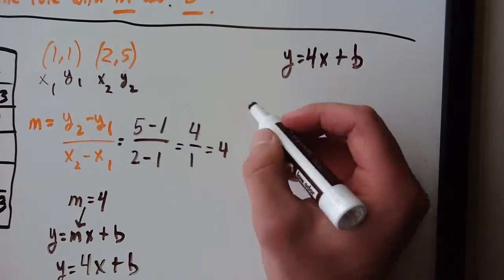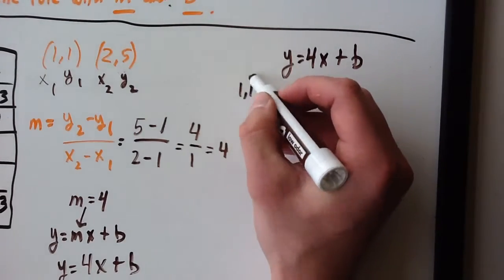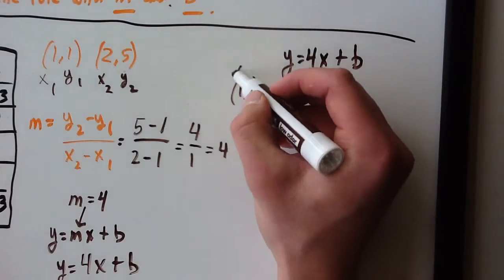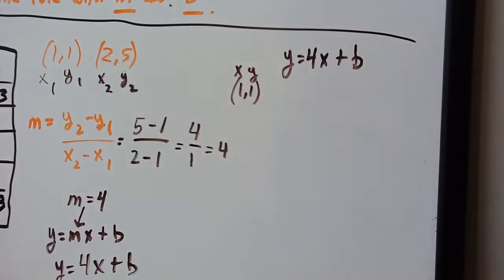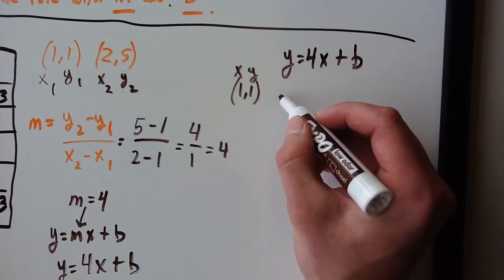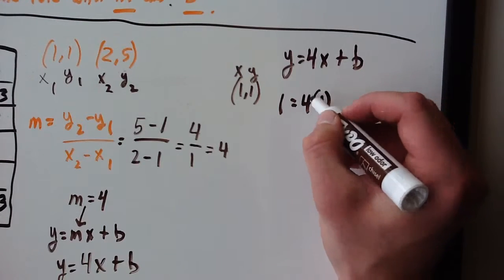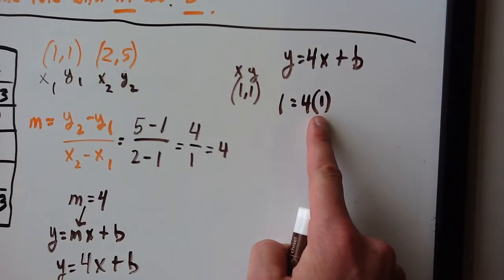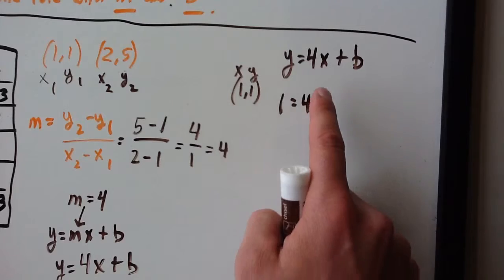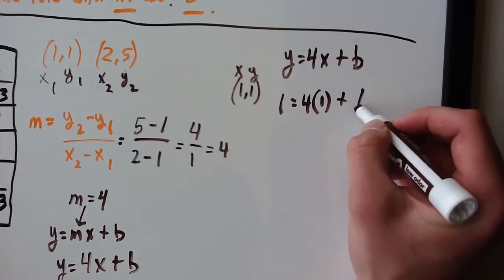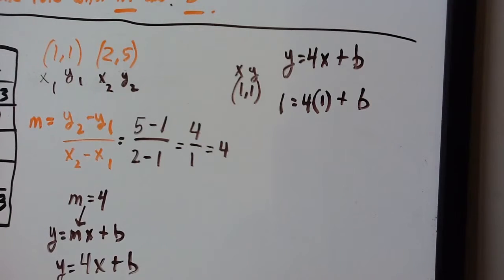So I'm going to pick the point (1, 1), since that was one of the values in my table. Now remember, in this case, x and y are both 1. So since y is equal to 1, I'm just going to plug 1 in for y and 1 in for x. Notice when I plugged 1 in for x, I put it in parentheses because this is 4 times x. So I have 4 times 1. And then plus b. I need to solve this equation for b.